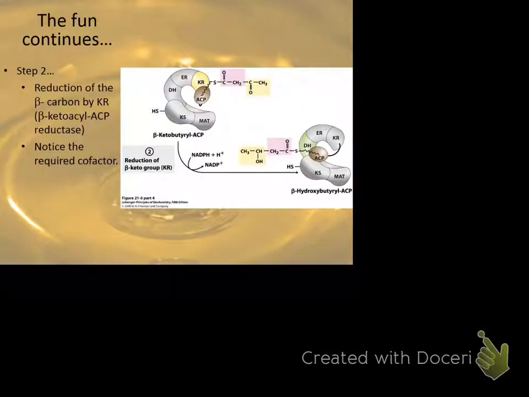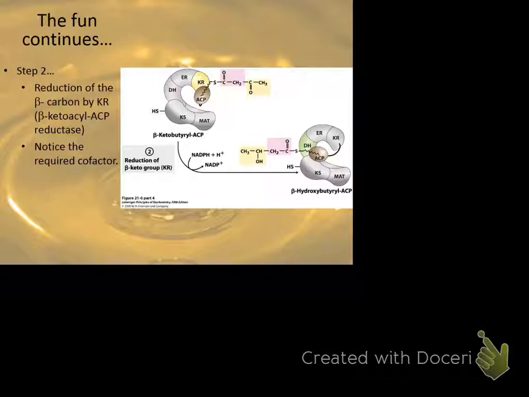So here's the second one. It's a reductase. Okay, and it's the KR domain, which stands for keto acyl ACP reductase. And so anytime that we're reducing, what happens to the number of carbon to oxygen bonds? Do they increase or decrease if you're reducing it? It decreases. So it goes from a carbonyl or an acyl group to an alcohol. Okay? And this requires NADPH.